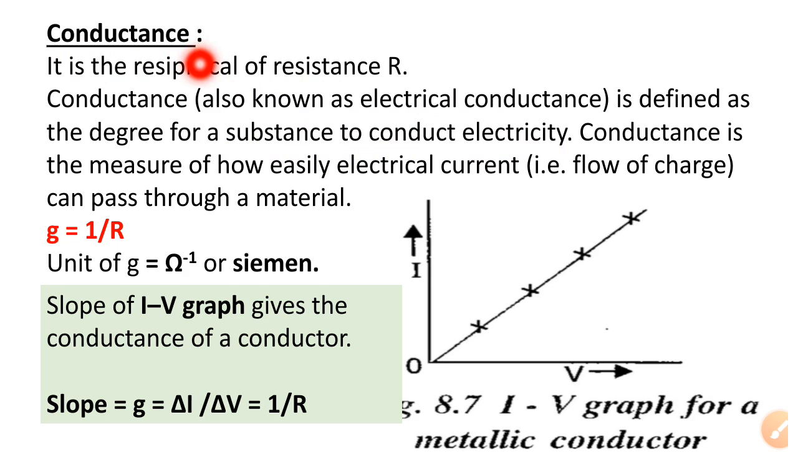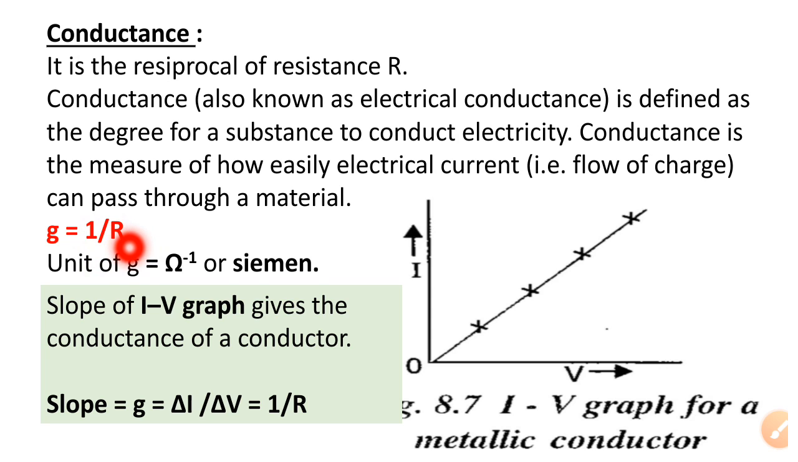If I say that one conductor has greater conductance, that means it is more able to conduct electricity. So conductance is the measure of how easily electrical current can pass through a material or a conductor. Material means a conductor, correct? So conductance is the reciprocal of resistance. See, R is the property of resisting the flow of current. So if we have 1 by R, it is just the reciprocal of R.